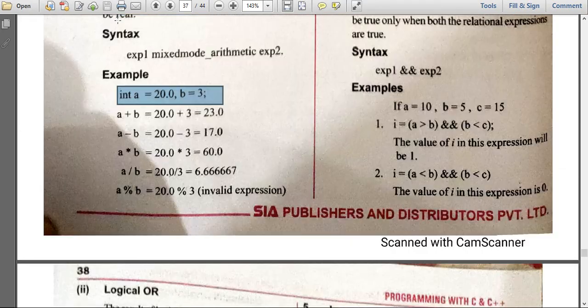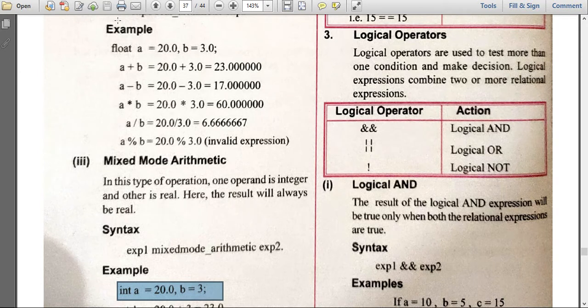So that's logical operators, okay? Or do you have any doubts in logical operators?